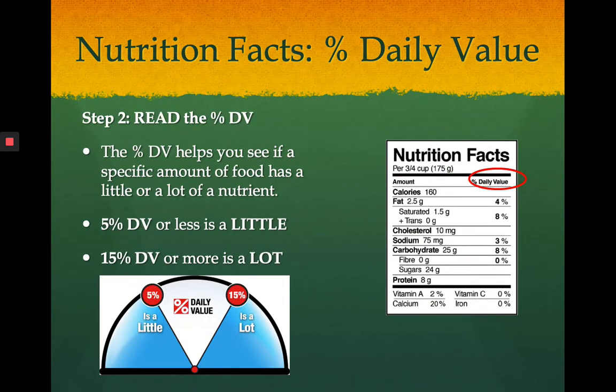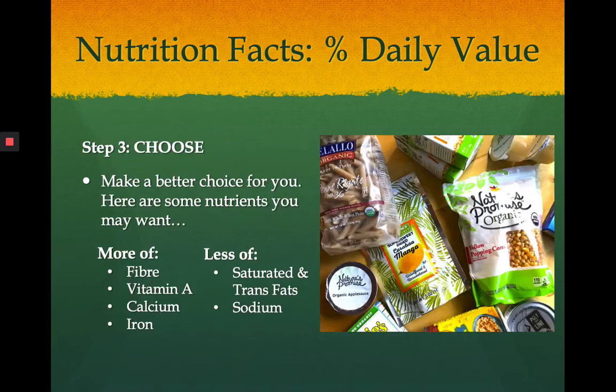Step 2, you want to read the daily value. The percentage daily value helps you see if a specific amount of food has a little or a lot of a nutrient. So 5% daily value or less is a little. 15% daily value or more is a lot.